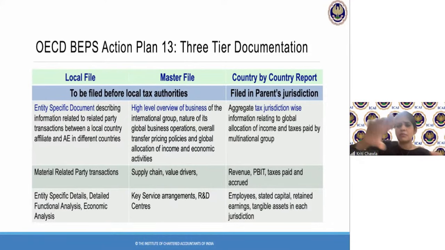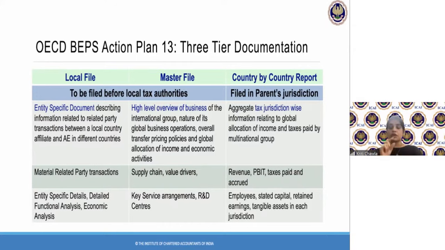So the entire supply chain will be discussed in the master file, but the master file also has to be filed with all the local tax authorities. So the Indian entity will file the master file in India, the USA entity will file the master file in USA, the UK entity will file the master file in UK, and the South African entity will file their master file in South Africa. There is a requirement in India on when you need to file the master file, etc. I'm going to talk about that in detail. And finally, there is something called a country by country report.